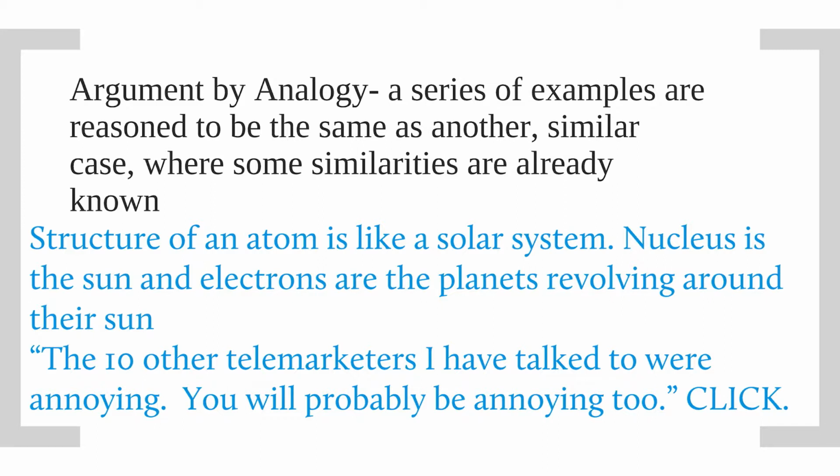Here's another example of argument by analogy. Someone calls you on the phone. The 10 other telemarketers I have talked to were annoying. You will probably be annoying also. And you hang up the phone. That's the response you get. That's argument by analogy. Your past examples and your past history with telemarketers tells you that the one you're talking to on the phone is pretty bad. Now, by the way, small change. If for some reason you had those same 10 other telemarketers and you knew that they were annoying and you looked at your phone and you said, oh, all telemarketers are annoying, well, that's argument from example. That's the first type. So the difference between type 1 and type 2 is whether you're talking about a general statement, all telemarketers, or a specific statement, this one telemarketer. Okay, there's a way to distinguish them.